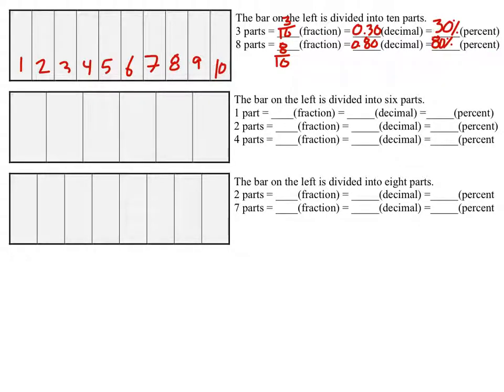And then finally this last one, how many parts do we got? 1, 2, 3, 4, 5, 6, 7, 8 of those. So 2 parts would be 2 out of the 8, which as a decimal is 0.25. We've seen that one before. As a percent, 25%. So 7 parts would be 7 out of 8 as a fraction. The decimal, 0.875. Again, you don't have to know how to get that yet, but we will look into it. And that as a percent is 87.5%.